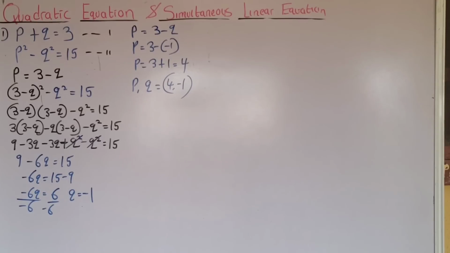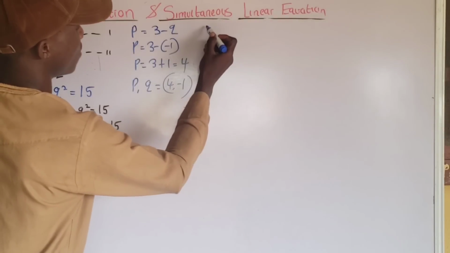Now, let us use the second method to find the value of p and q. I want you to pay attention. If you want to use the second method, you have to first take the difference of two squares. Okay, second method.